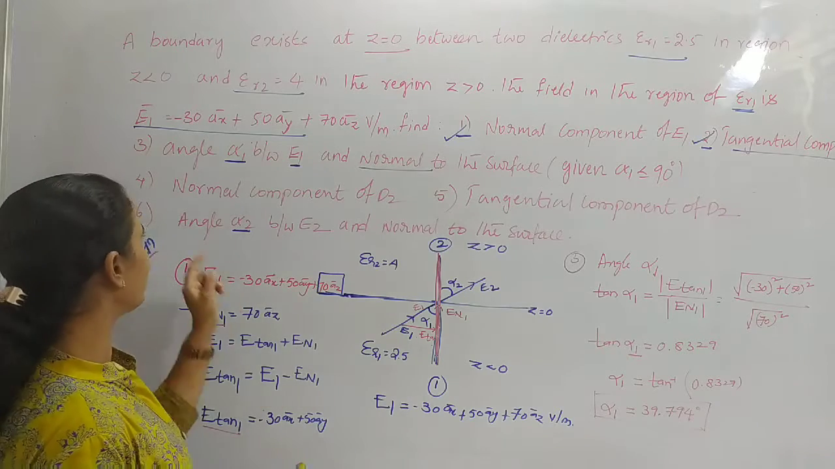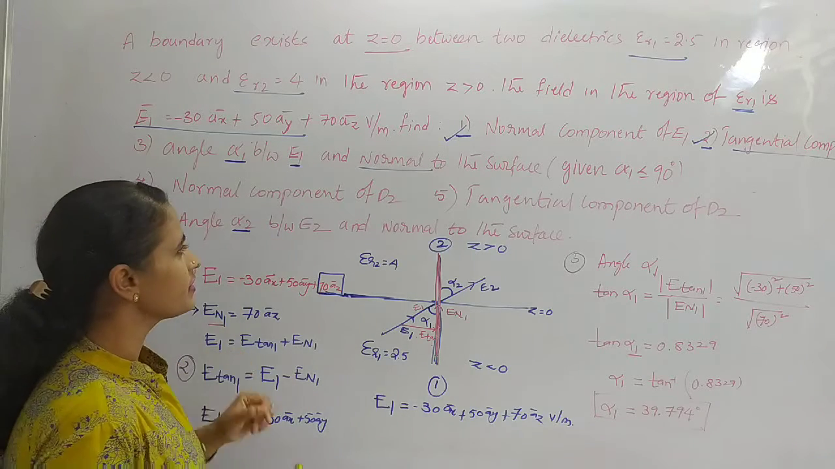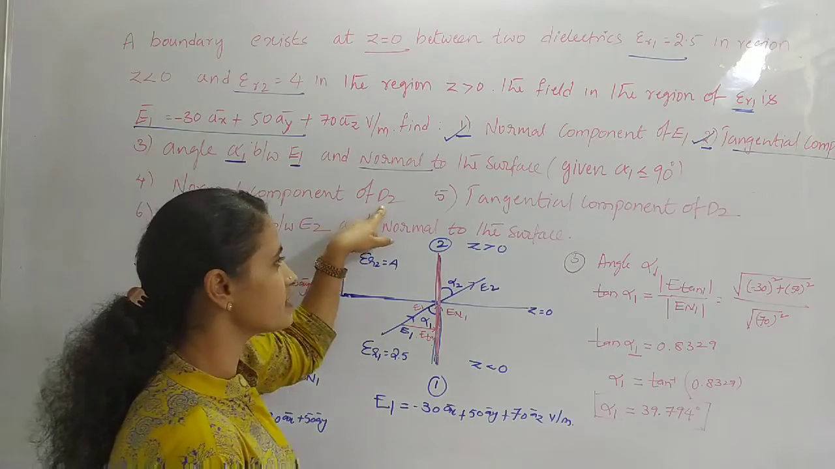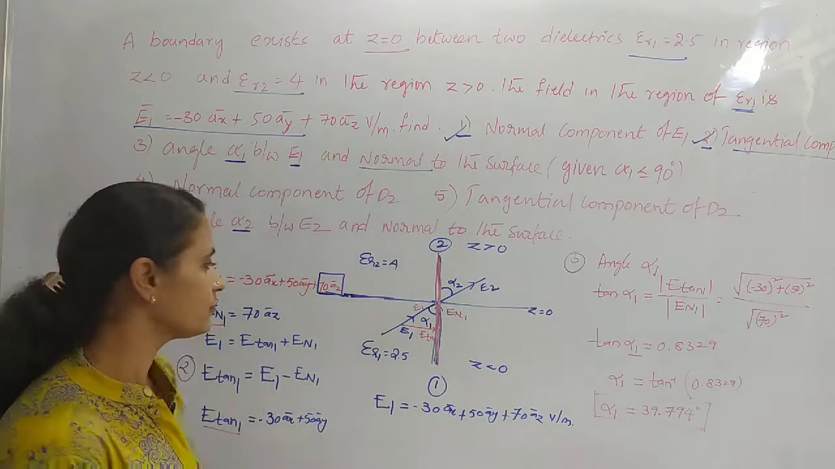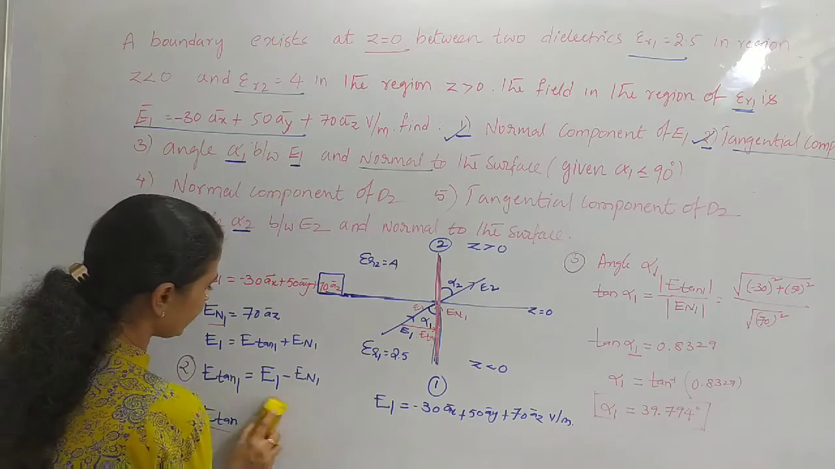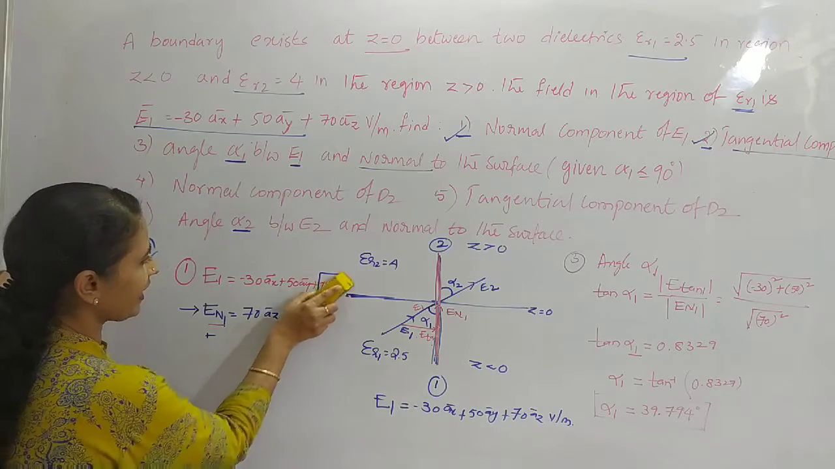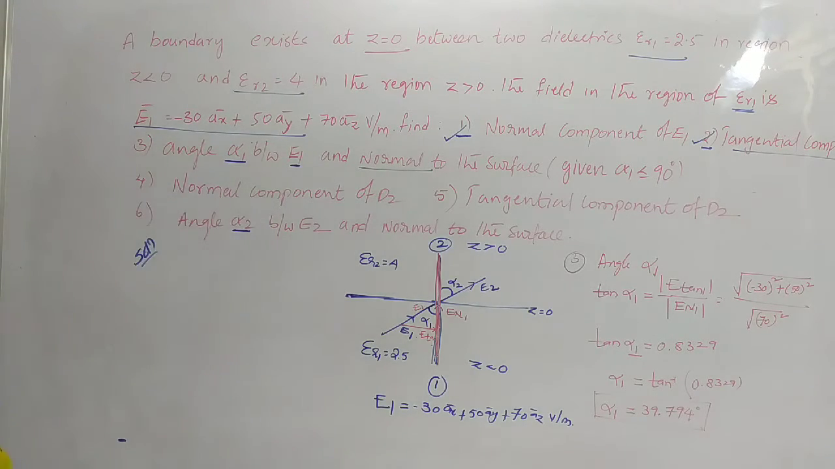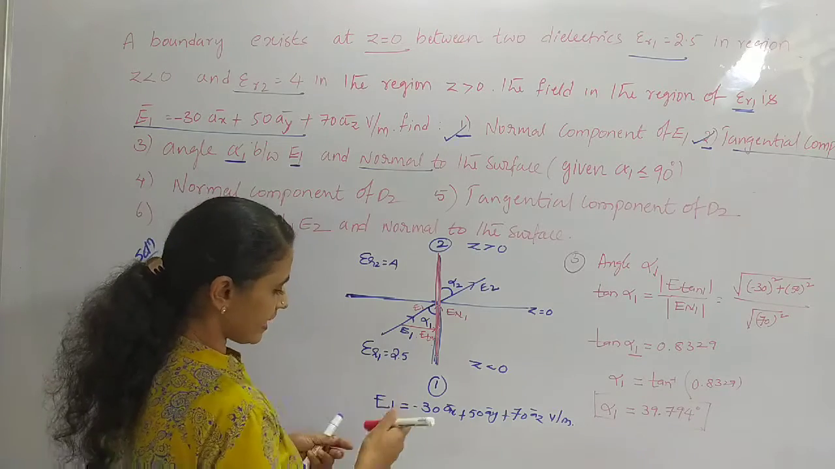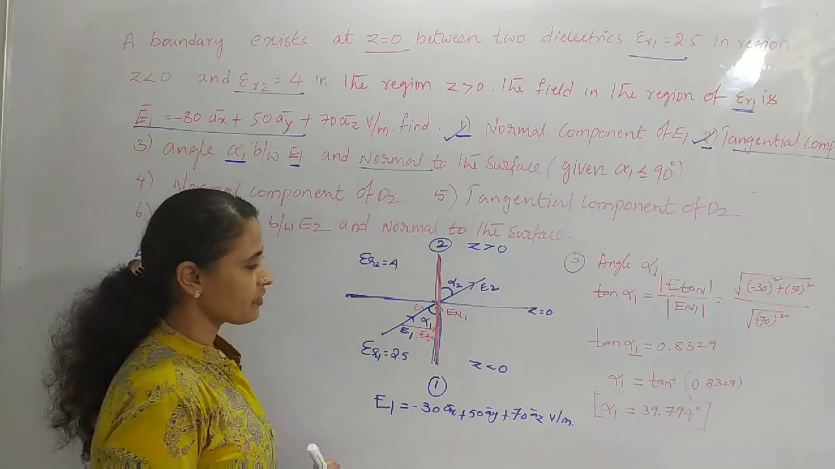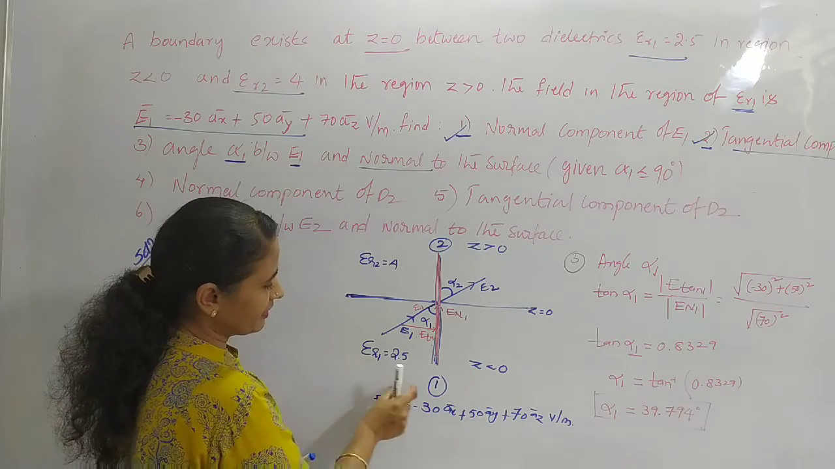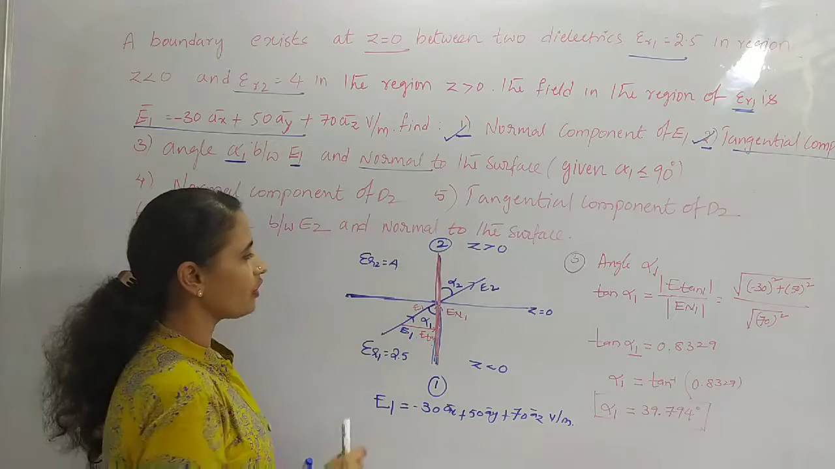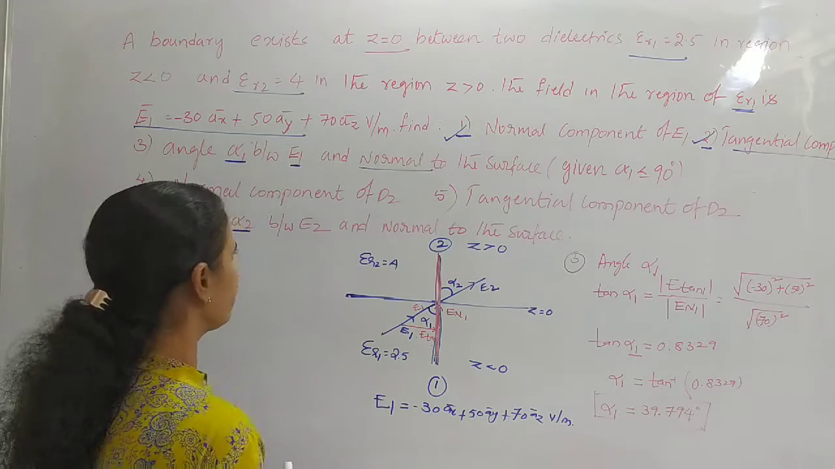If we want to go with the 4th, 5th and 6th parts, we have to find D2. To find the D2 normal or tangential components, first we must have the value of E2. So let us find E2. What is E2? Electric field in medium 2. There are two media as we discussed at the start of the question. Z less than 0 is treated as medium 1 and whose permittivity is given, and Z greater than 0 is treated as medium 2 and whose relative permittivity is also given.